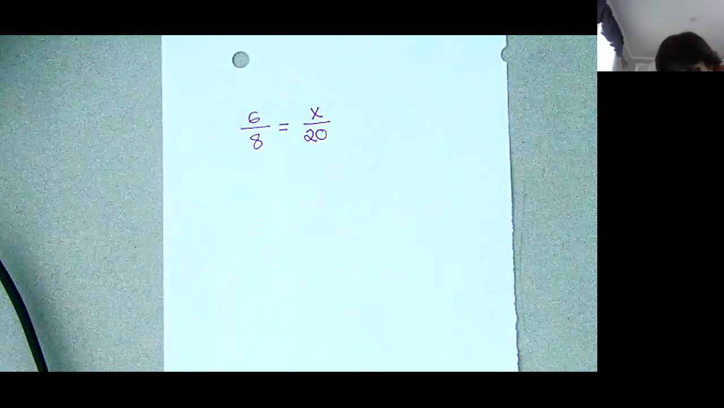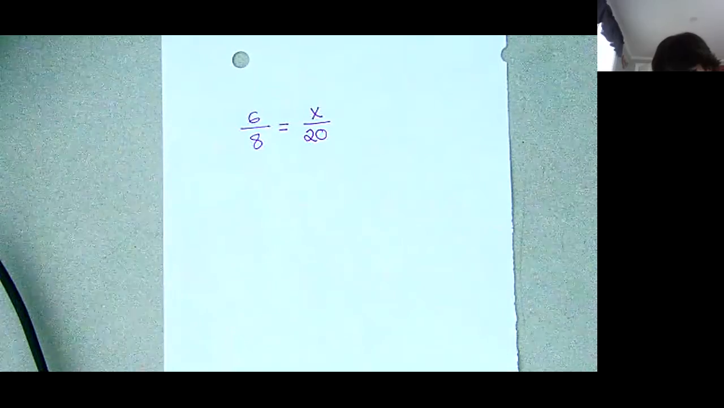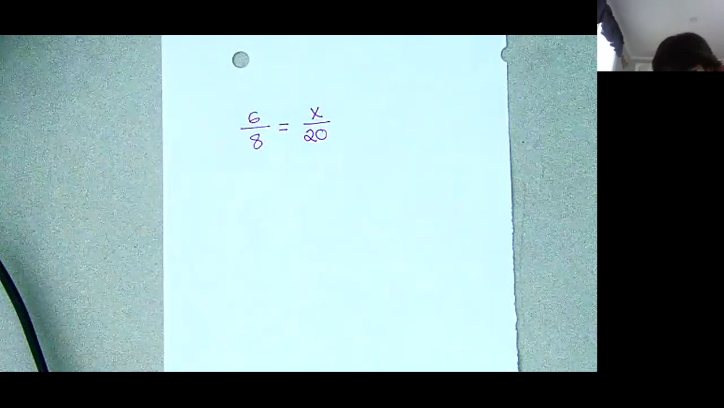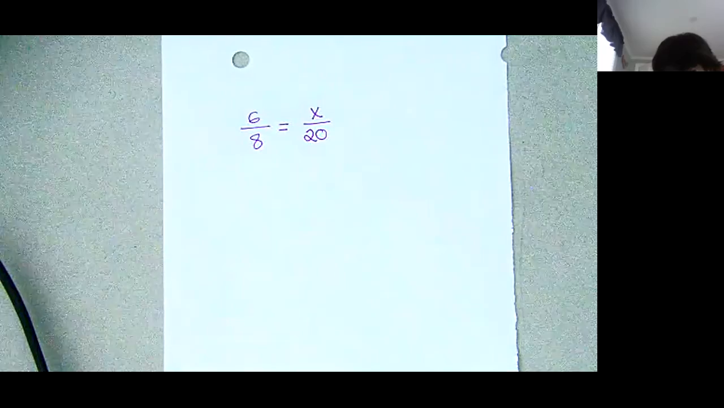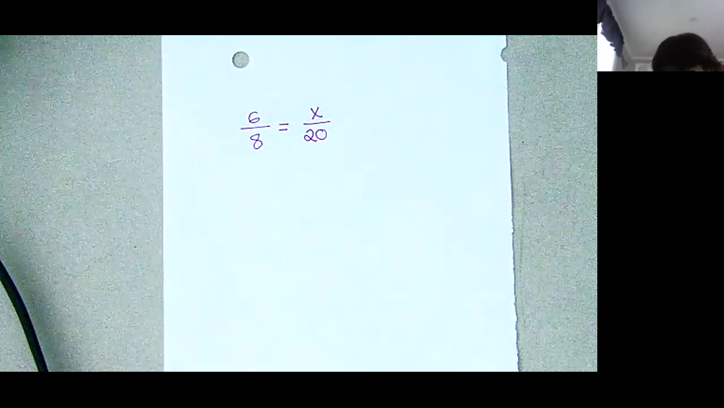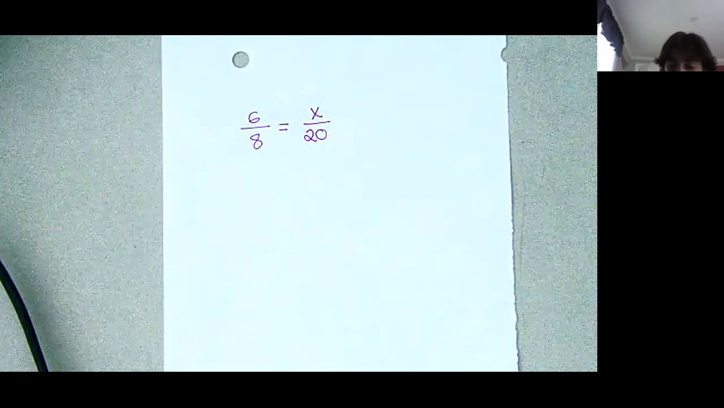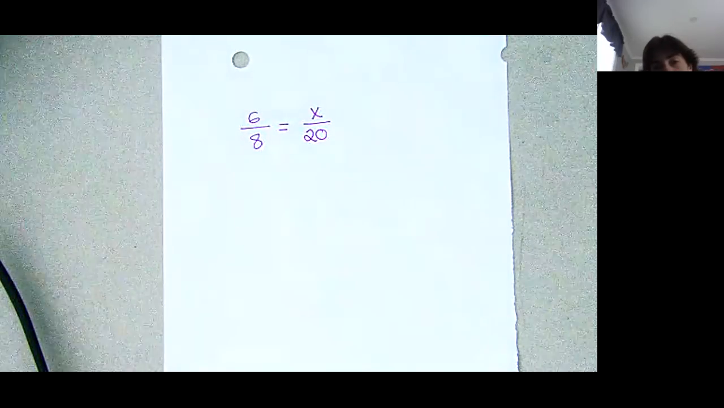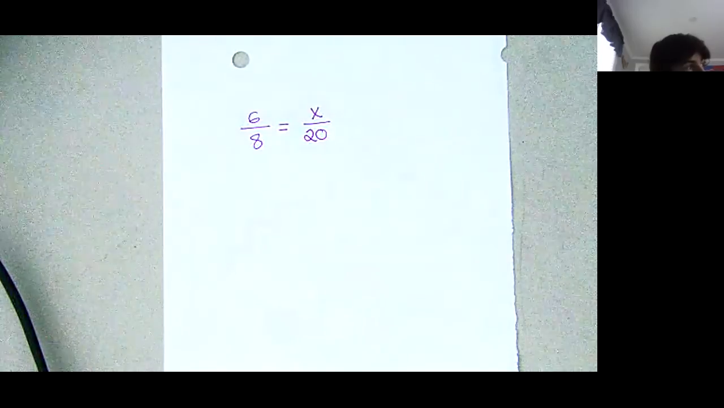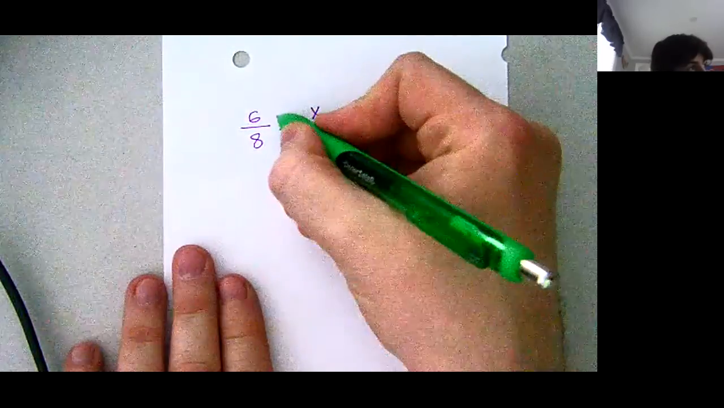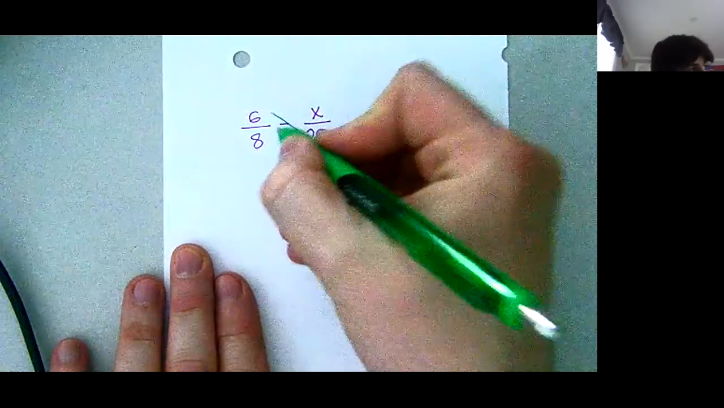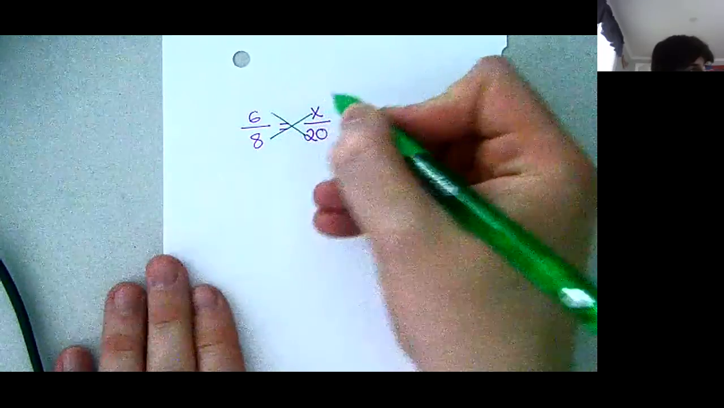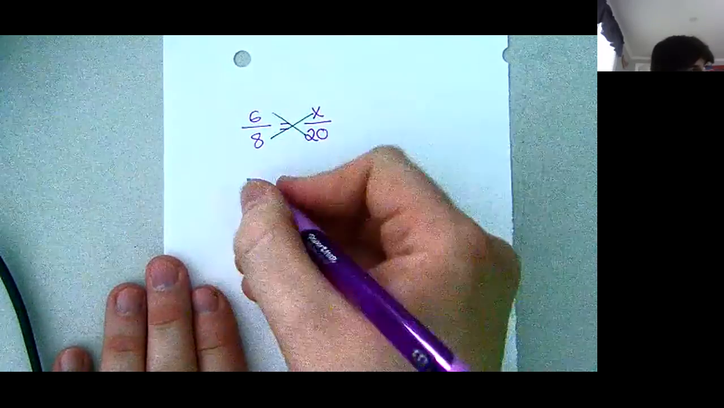Some of you have used this phrase already this year, and I didn't like it when you used it because you weren't using it in the right way, but now it's going to matter. Do you remember the phrase cross multiply? Do you know what that means? Yes. To cross multiply, I'm going to multiply 6 times 20, and I'm going to multiply 8 times x, and I'm going to set them equal to each other.